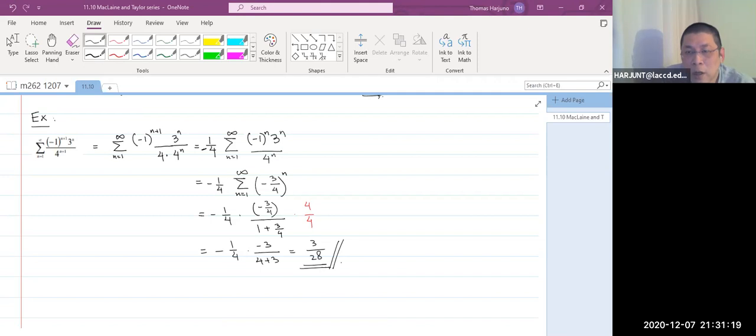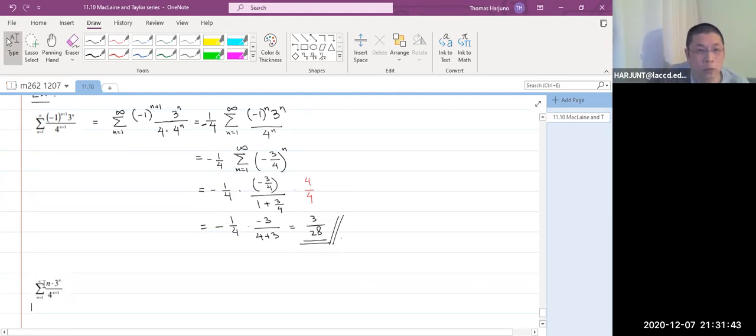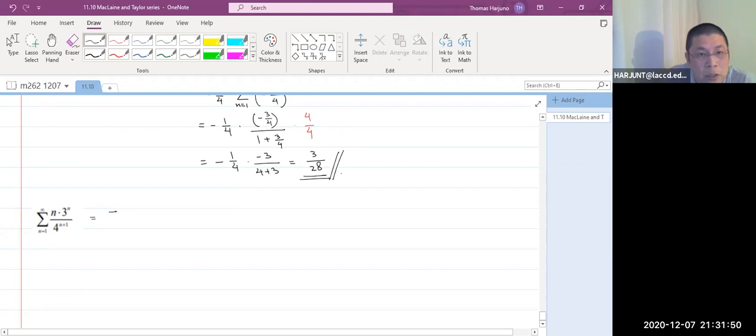Let's see the next one. I think I actually wrote some hard question somewhere here. I think part B, and yeah, part B I think is quite hard. We start from 1. And the end there actually quite troublesome. This is the series n 3 to the n over 4 to the n. I take the 1/4 out. This is n times 3/4 to the n.